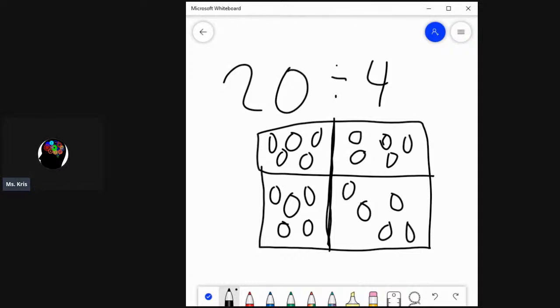Now, 20 divided by 4. How many flowers do I have in each box? I've taken my 20 and divided it evenly into 4 boxes. How many flowers do I have per box? Well, I have 1, 2, 3, 4, 5 flowers per box. So 20 divided by 4 again equals 5.